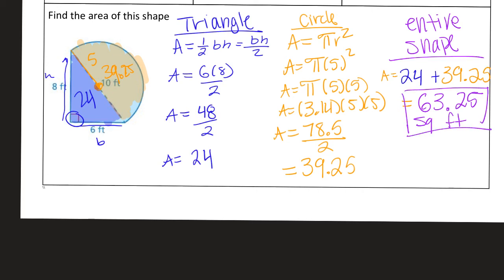Okay, so you guys are rock stars at finding areas, so now all you're doing is taking the little shapes you do know how to work with and adding them together.